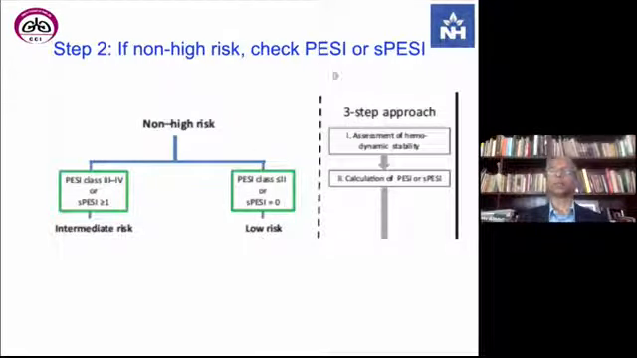You check either the simplified or the regular PESI. If the person is in PESI class 3 or 4, or class less than 2, that is, a simplified score of 0 or a simplified score of 1 or greater. If it's 1 or greater, he goes into an intermediate risk. If the person is 0, then it's a low risk. So you calculate the S-PESI or the PESI.